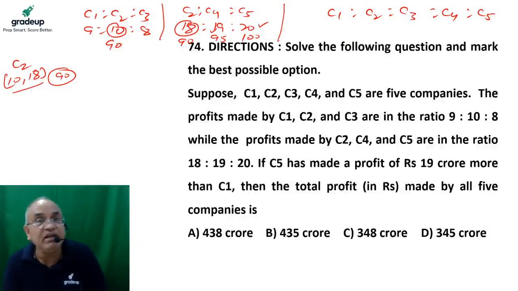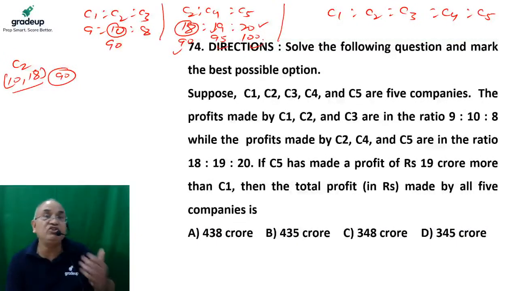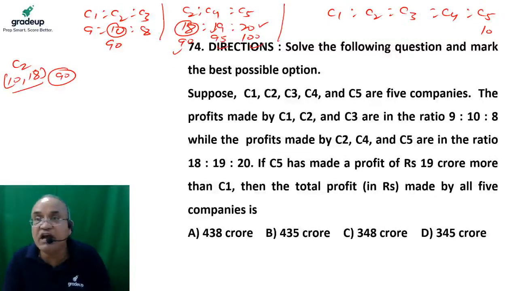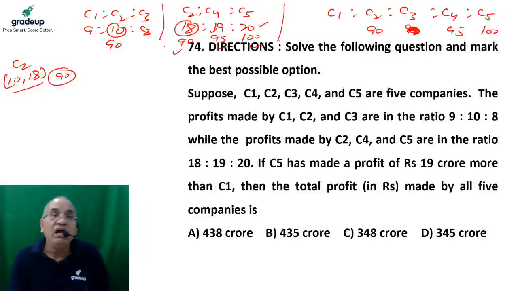The ratio remains the same, 18 is to 19 is to 20. If we divide this value by 5, this by 5, this by 5, then the ratio would become 18, 95 and 100. So it is 100, it is 95, it is how much? 90. C2 is 90. Now, here we have put the value of C2 as 90, we have made C2 the same on both sides because that is the common value.